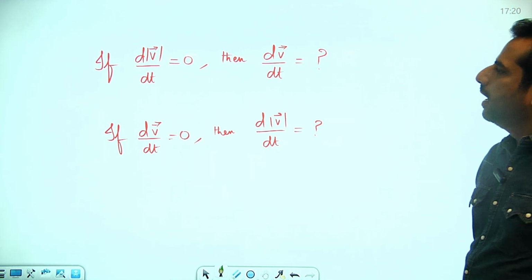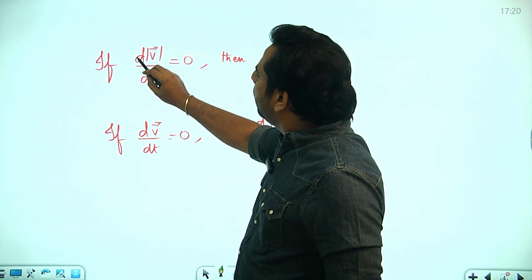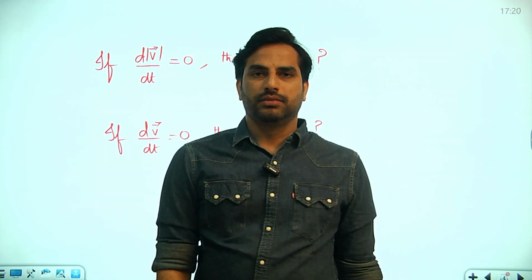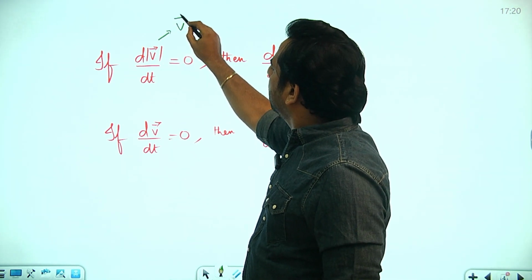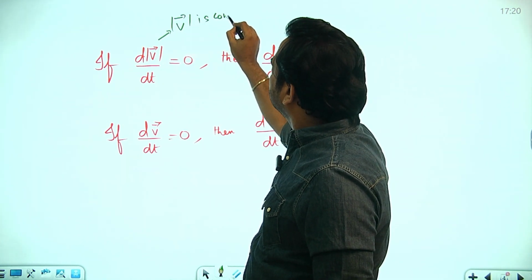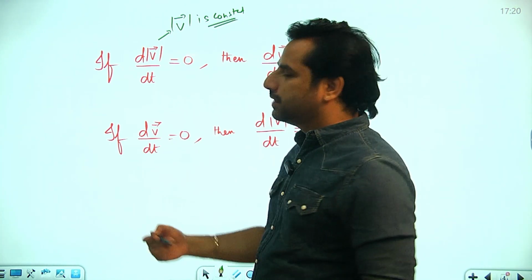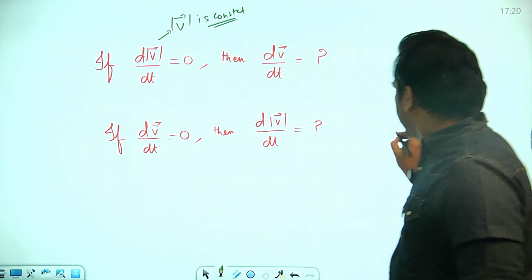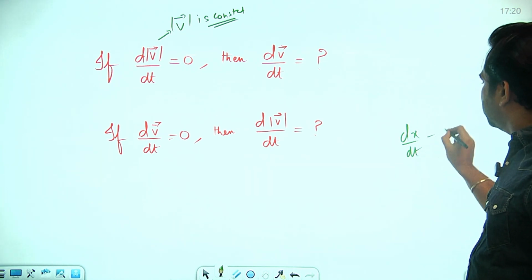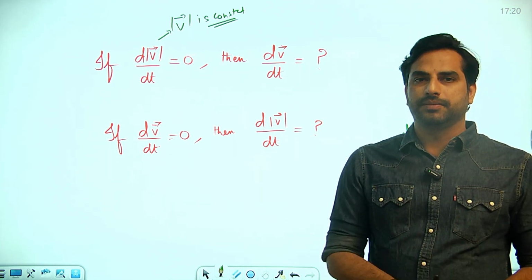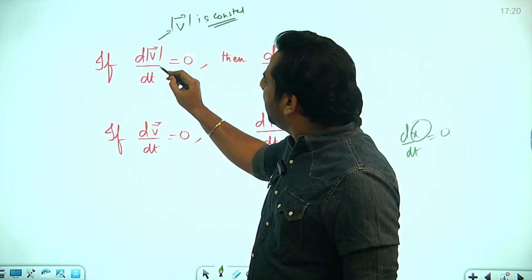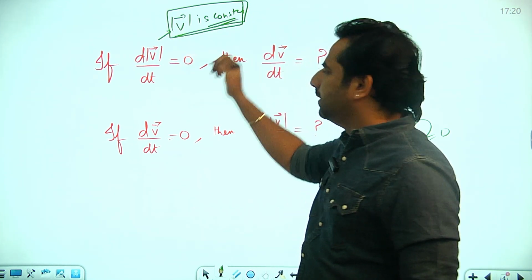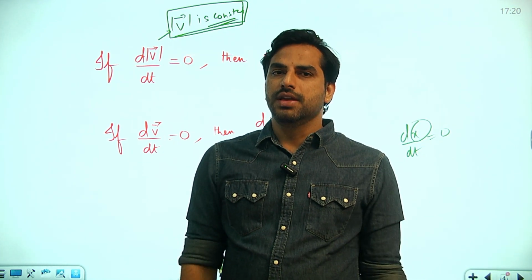Number one, if the rate of change of magnitude of velocity with respect to time is 0, it means mod v bar is constant. It means the speed is constant, the magnitude of velocity is not changing. If dx by dt is 0, it means x is not changing with respect to time, x is constant. So d of mod v bar by dt is 0. What does it mean? Modulus of v bar is constant, the speed is constant.